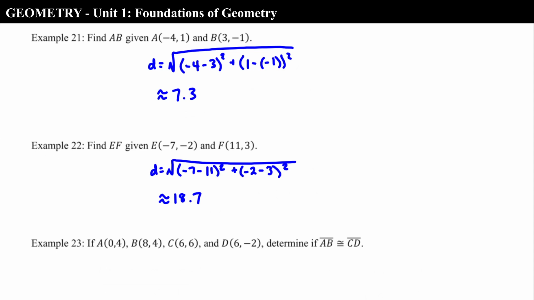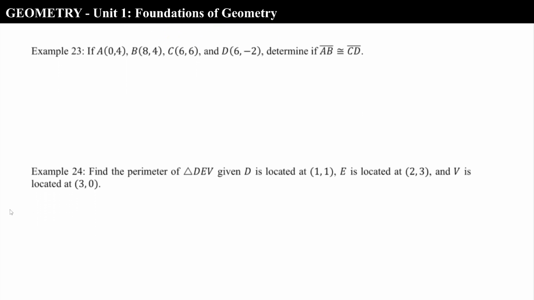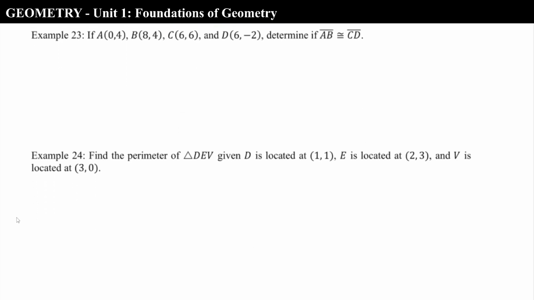But let's use this a little bit. So example 23, if we are given these coordinates for these 4 points, we're asked to determine if segment AB is congruent to segment CD. So if they are congruent, then the distance formula should give us the same value for both. So let's see if that is the case.